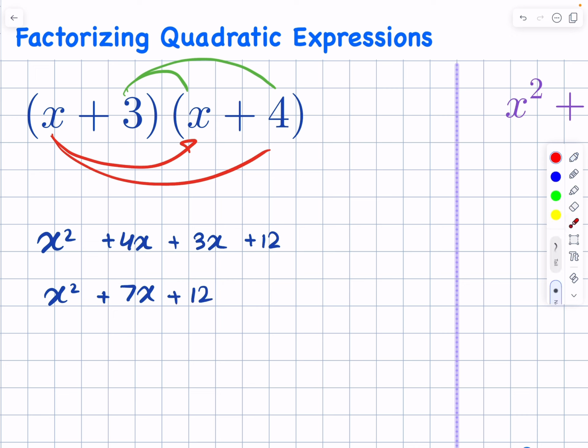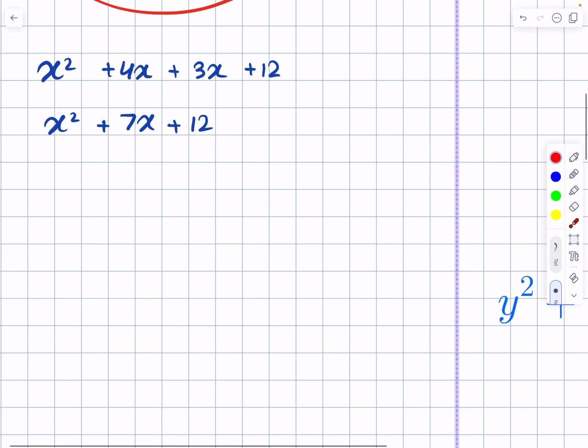So now here we have a quadratic expression. But now, what if we would like to factorize this quadratic expression back as it was before multiplying? For any quadratic like this, where the leading coefficient, or the number multiplied by x squared, is 1, we do it like this.